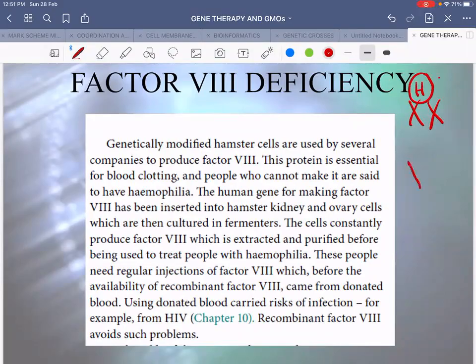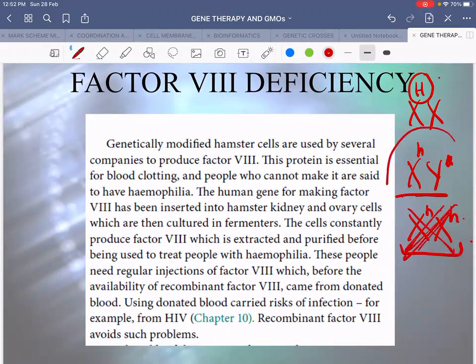Now if this is XY and has this, then there will be no allele here, right? So this means such a person, in females it doesn't occur at all, and such a female zygote dies. So if a man develops hemophilia and he has inherited the small h allele, how do we cure him? By manufacturing genetically engineered factor 8, but not by bacteria, by using eukaryotic cells.